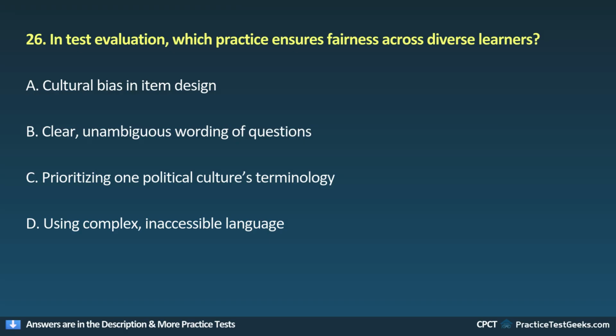26. In test evaluation, which practice ensures fairness across diverse learners? A. Cultural bias in item design. B. Clear, unambiguous wording of questions. C. Prioritizing one political culture's terminology. D. Using complex, inaccessible language.